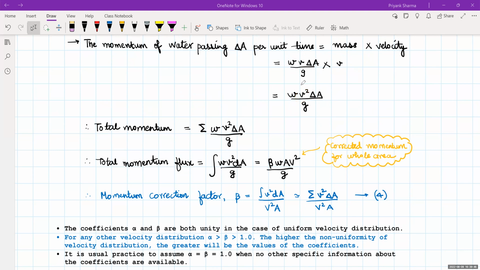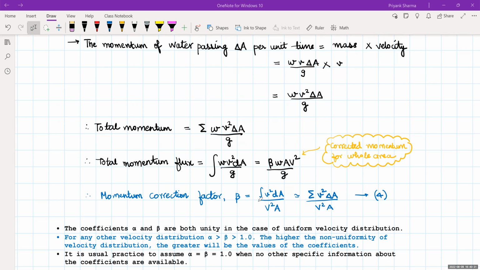So the total momentum, again you sum it up for each cross section, that is W V square delta A by g, and the momentum flux, that is the integral of W V square dA by g, is equated to the corrected momentum for the whole area, that is beta W A V square by g. Rearranging and solving for beta, we get beta is equal to the integral of V square dA upon capital V square A, that is sigma V square delta A upon V square A. So here beta is dependent on the second power of velocity. So you can compute the kinetic energy and momentum correction factors based on the velocity distribution.